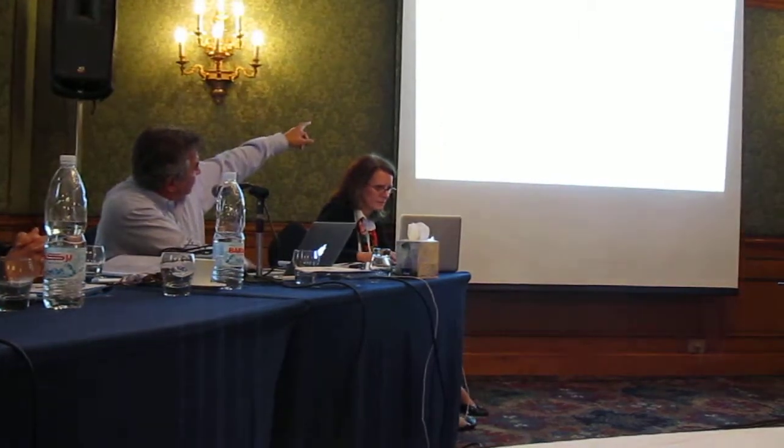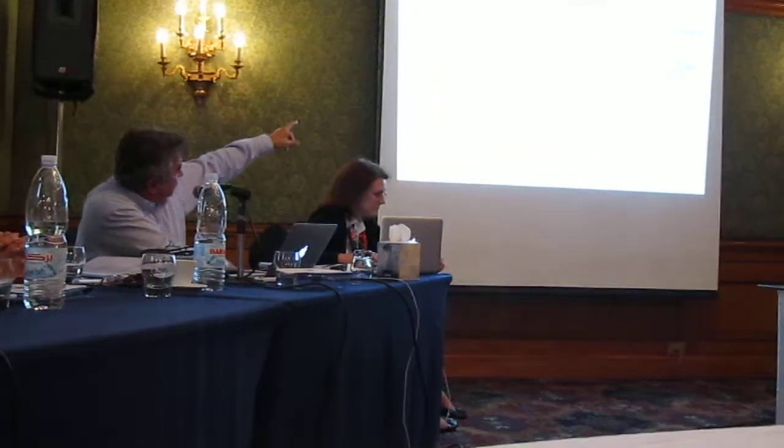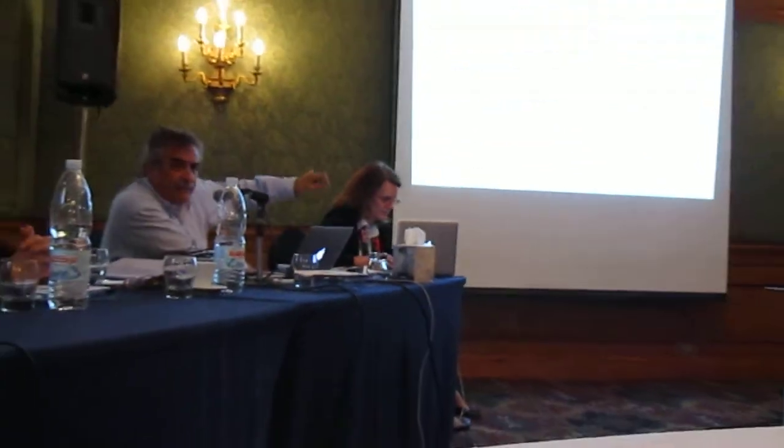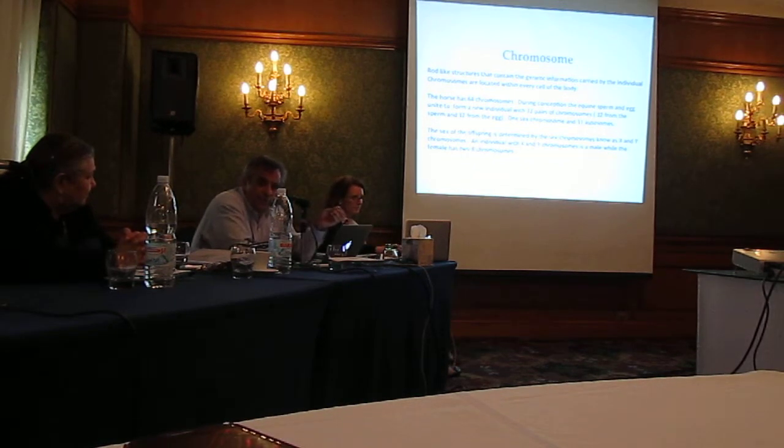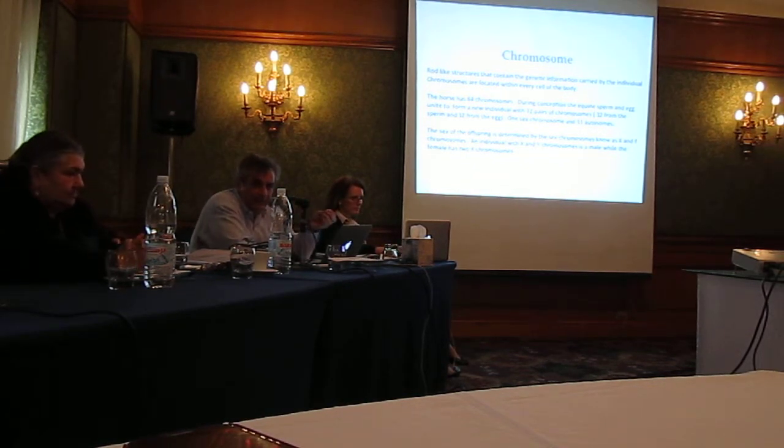Words you're going to hear, and you need to understand what they are. And chromosome. It's the structure that contains the genetic information carried by the individual chromosomes. Chromosomes are in every cell of your body. The horse has 64 chromosomes. Okay, 32 are received from each the sire and 32 from the dam.